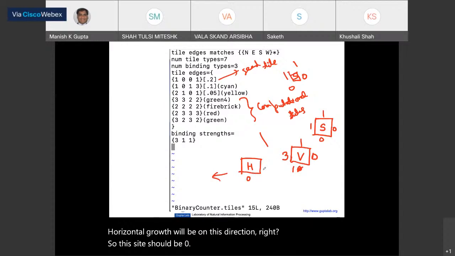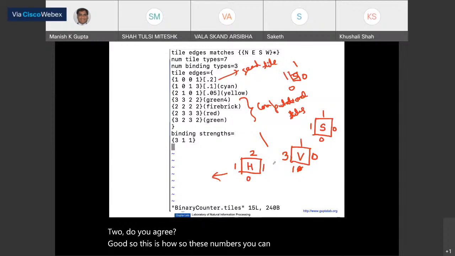South. West should be 1. Horizontal, this side should be 1. And this side should be 2. Do you agree? Yes. Good. So this is how you can actually understand these numbers, right?